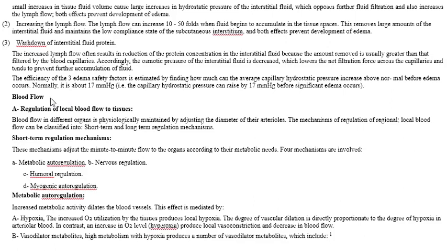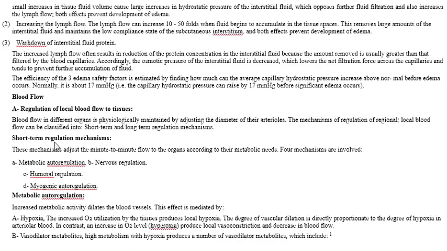Blood flow. This is an important subject that we are talking about: how to regulate the blood flow inside the vessels to the tissue. It is physiologically maintained by adjusting the diameter of the arteriole, which, as I said before, can be dilated or constricted according to the demand. This can be regulated by nervous or local mechanisms.